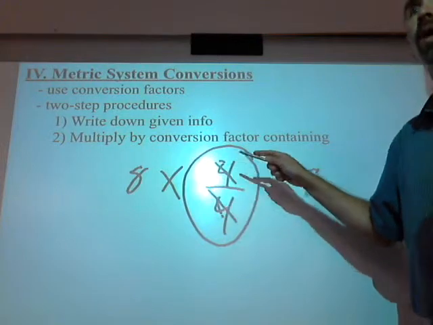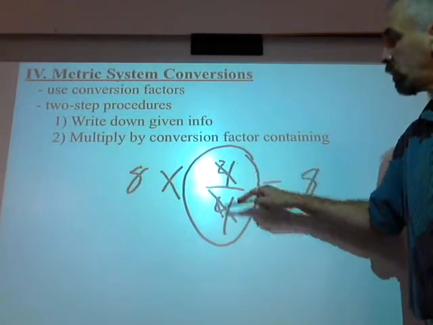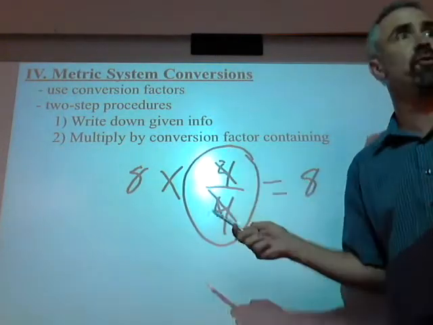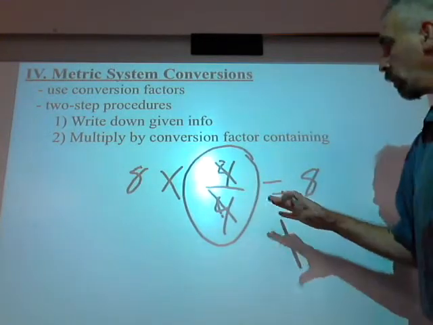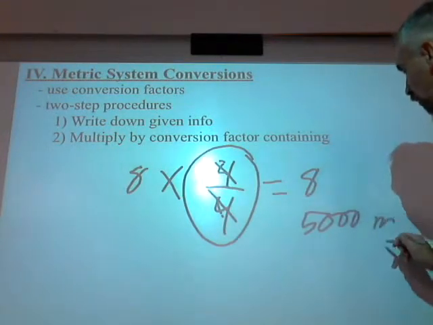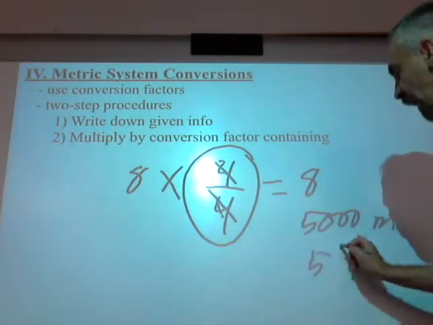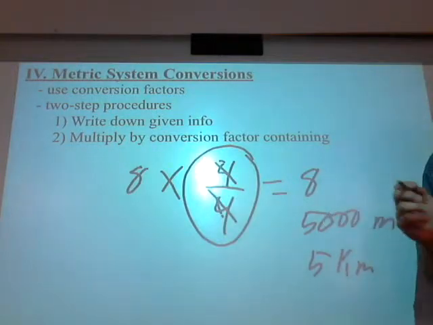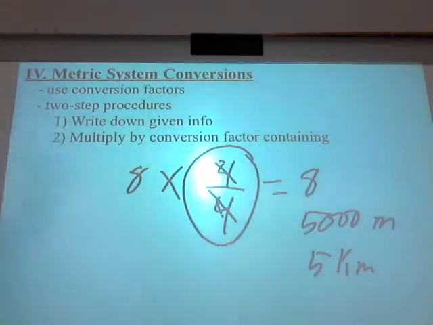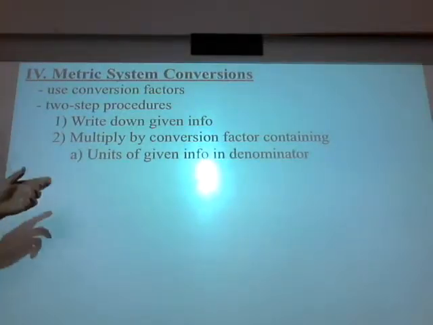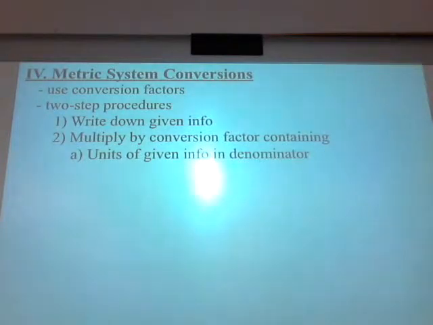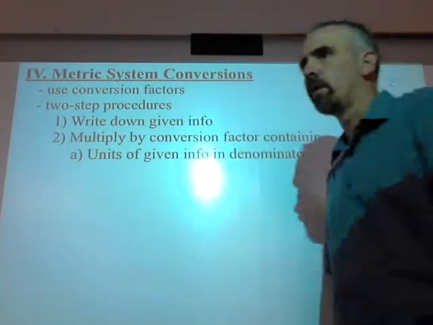The difference is the stuff in the top and the stuff in the bottom are going to be in different units. So all you're going to do is convert the units, but they'll be the same number. In other words, 5,000 meters is the same as 5 kilometers. They're the same thing. We're basically multiplying by 1, as you'll see when I do this. Here's what your conversion factor contains. In the denominator, you're going to put the units of the given information. The units of the given information are going to be in the denominator.